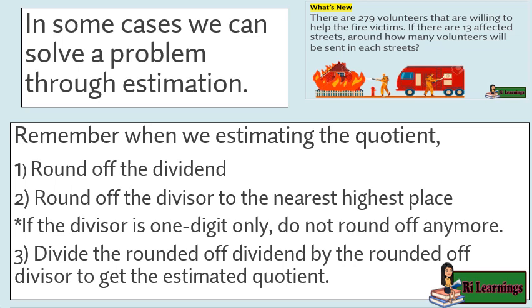One, round off the dividend. Two, round off the divisor to the nearest highest place. If the divisor is one digit only, do not round off anymore. Three, divide the rounded off dividend by the rounded off divisor to get the estimated quotient.